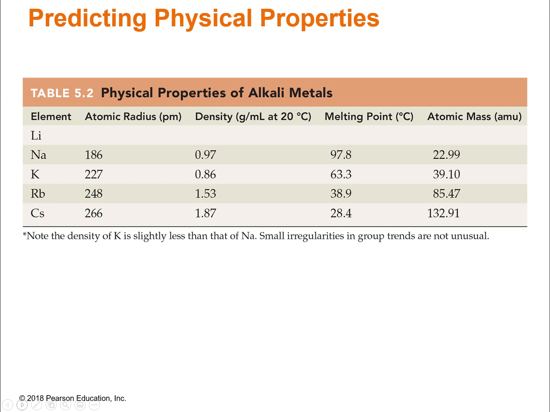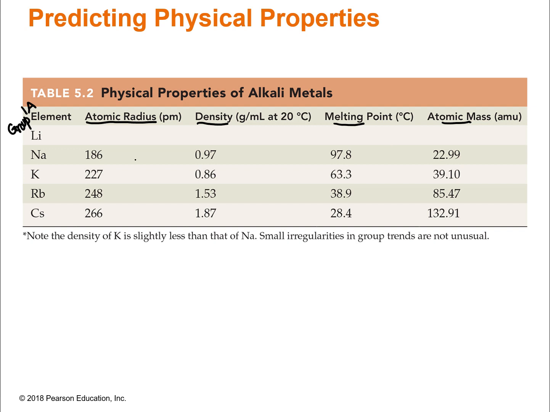So in addition to these big trends like atomic radius and metallic character, we can also predict physical and chemical properties. We're first going to address the physical properties. We've talked about the trend for atomic radius, but we could also look at other physical properties like density, melting point, and atomic mass. The elements that I have here are all in group 1A. I've purposefully left all of the values for lithium blank.